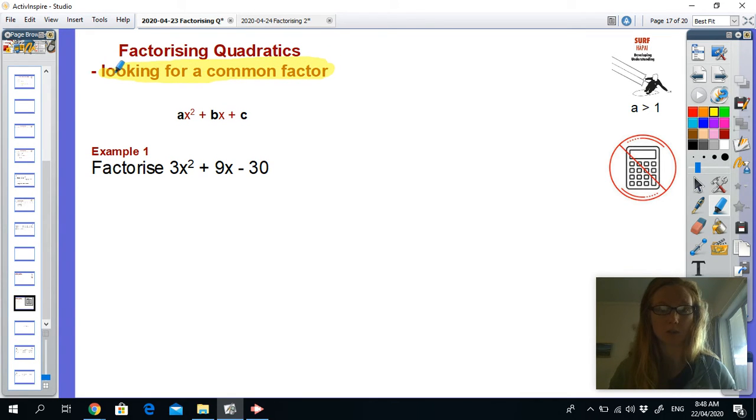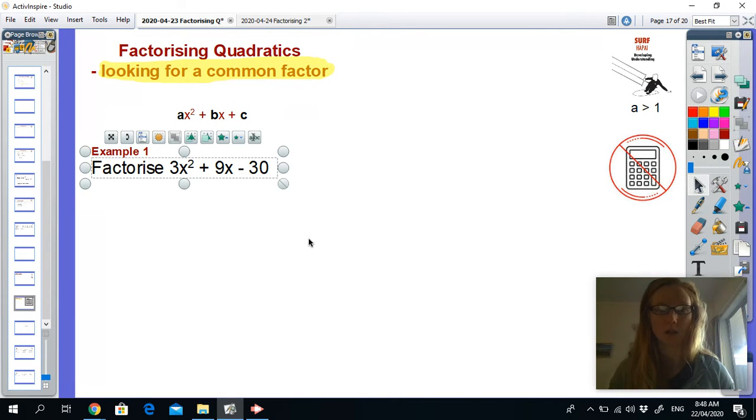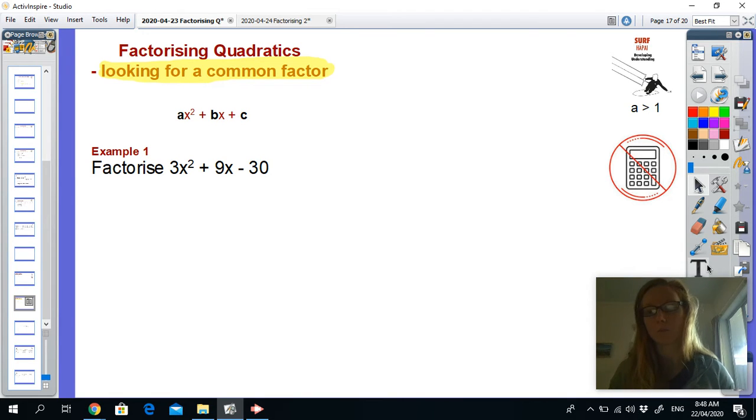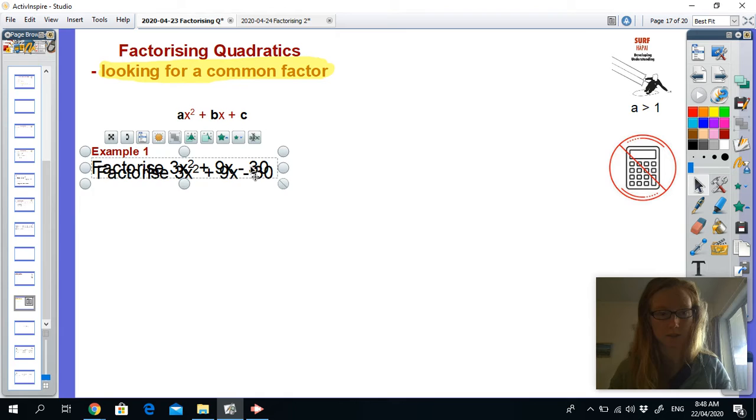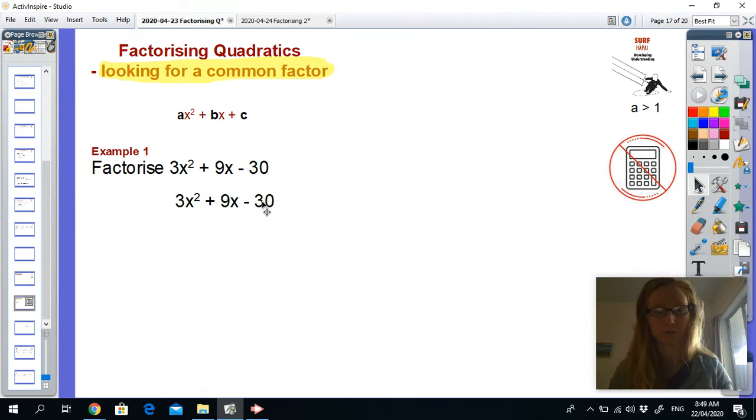So that's why we're going to do a whole little bit on this first, because it's this part that often students overlook. They overcomplicate it because they forget to look for that common factor. So if you look at the expression that we're being asked to factorize here, can you see a common factor in your values of a, b, and c? 3, 9, negative 30. Yes, we can see, hopefully, that they all have a common factor of 3.